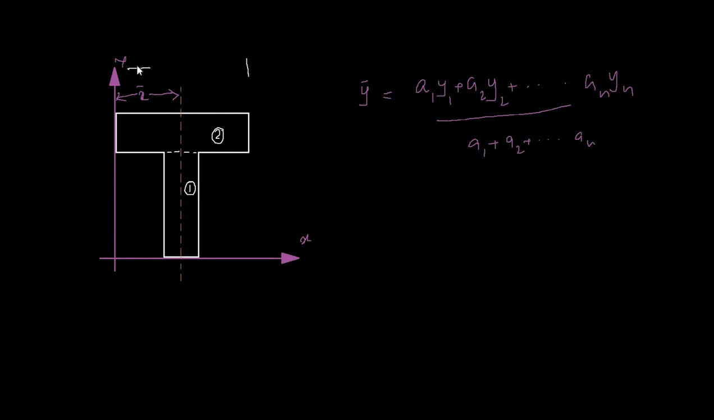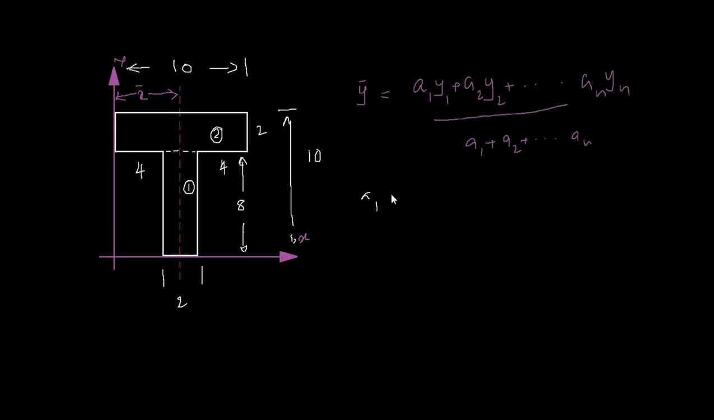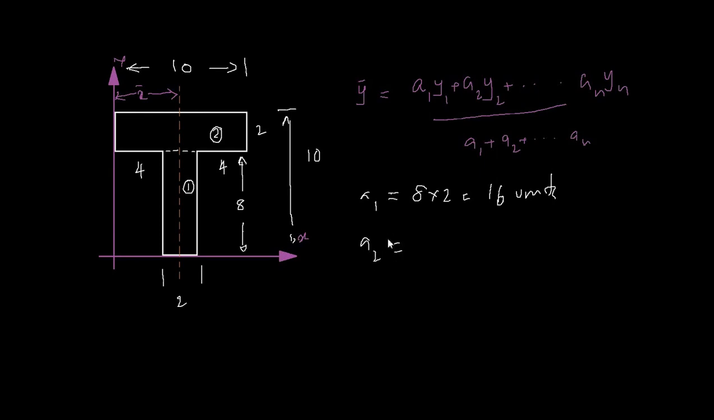Now I'm giving the dimensions, which I haven't given yet. Let's say the total distance is 10, and say this is 2, and therefore this will be 4 and 4, and again this is 2, so this distance will be 8, and this will be 4 each. Now A1, the area of the first rectangle, which is 8 by 2, is 16 units. A2, that is 10 times 2, is 20.